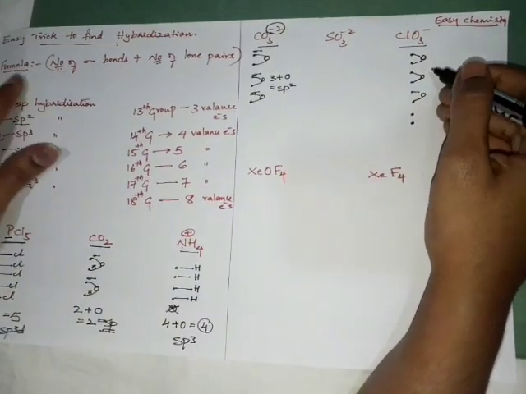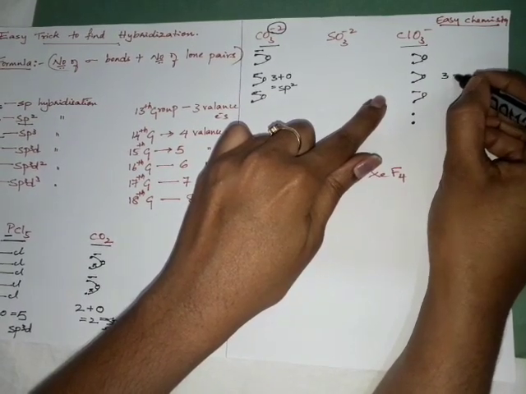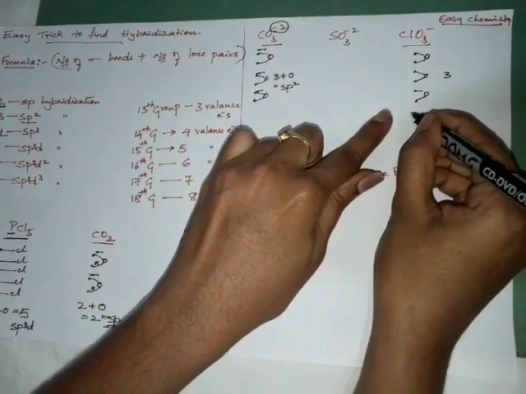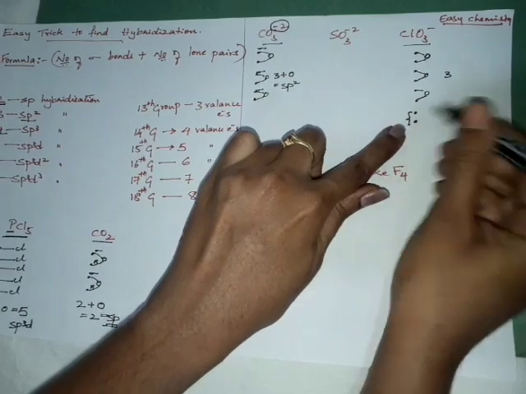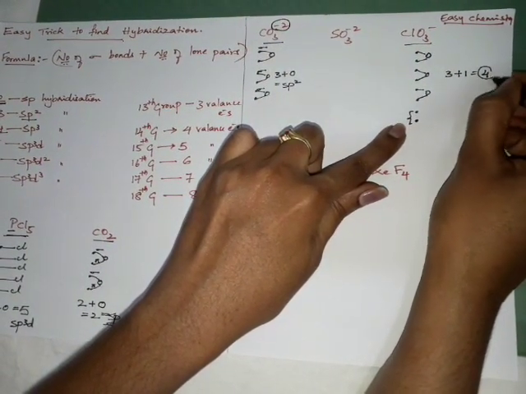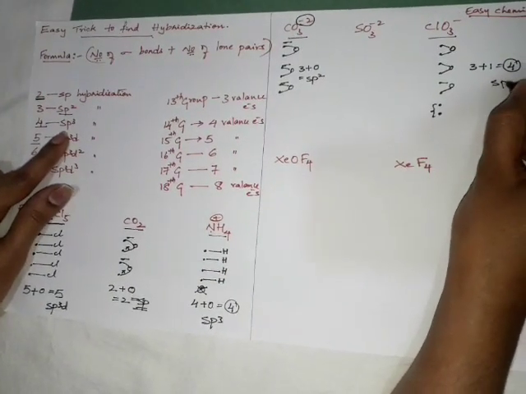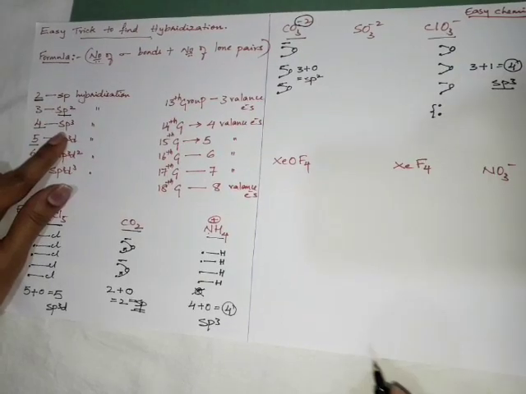Then let us apply the formula. How many sigma bonds are there here? 3 sigma bonds are there. And how many lone pairs are there? Definitely 1 lone pair is there. So 3 plus 1, 4. So if it is a digit 4, what hybridization? It is sp3 hybridization, right?